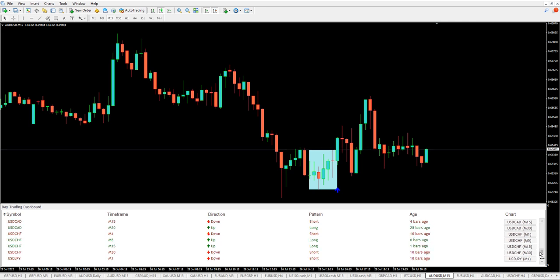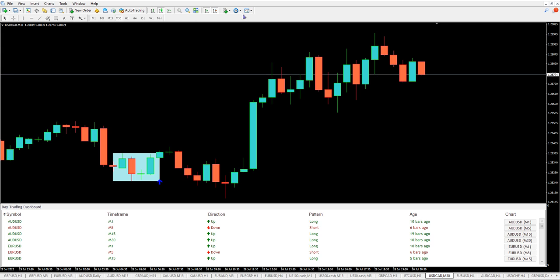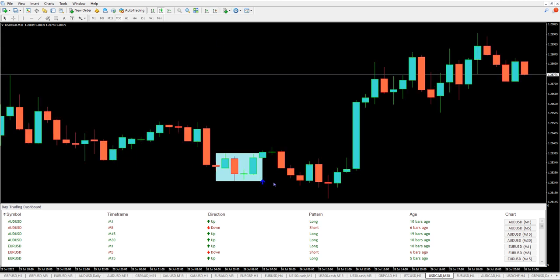What's the Australian one I pointed out earlier? UCAD on the 30-minute chart. So now, as we can see, this one didn't play out, but if you notice what I've been pointing out so far, there was no real validity yet to confirm this as a valid demand zone.